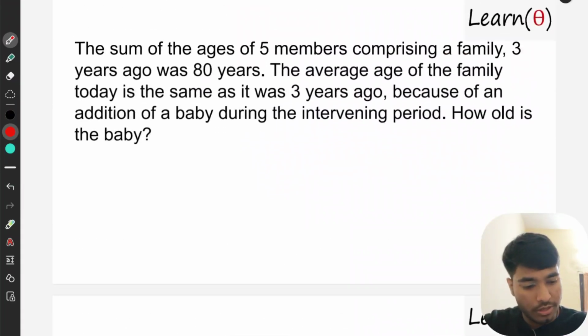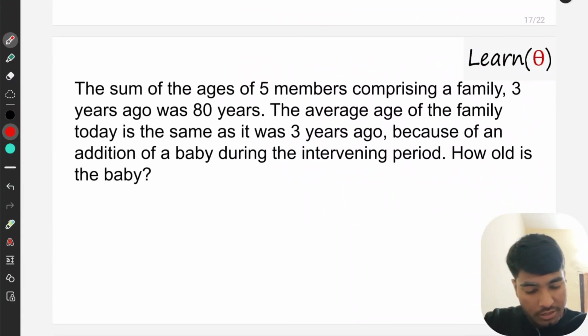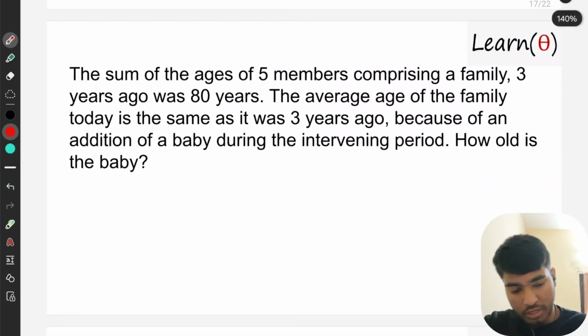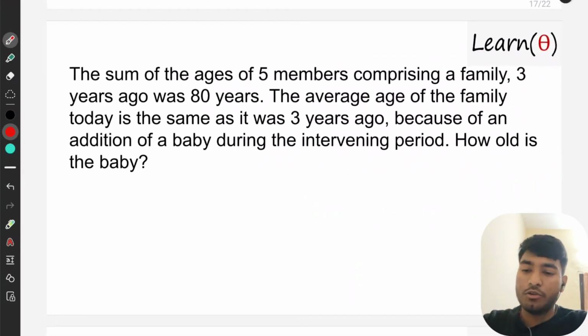Okay, the next question: the sum of the ages of 5 members comprising a family 3 years ago was 80. Let me do this. What is given to you? The average age of the family today is the same as that of 3 years ago, because of the addition of a baby during the intervening period. How old is the baby? You have to calculate that. What is the age of that baby?